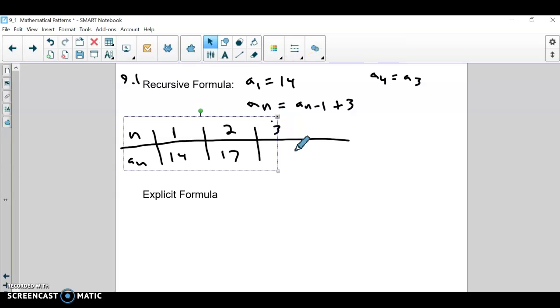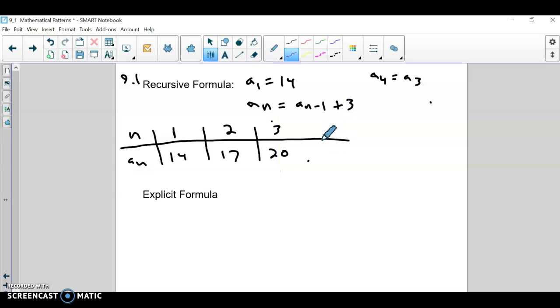Okay, so the third term would be 20. And so forth and so on. For the fourth term, you just add 3. So it's just going to define the sequence that way, with the first term, and then how you get the next one.